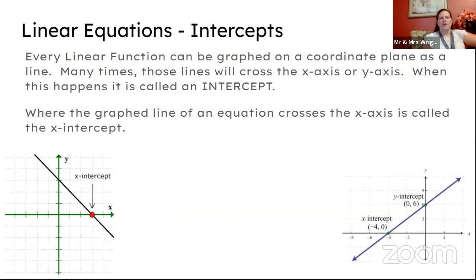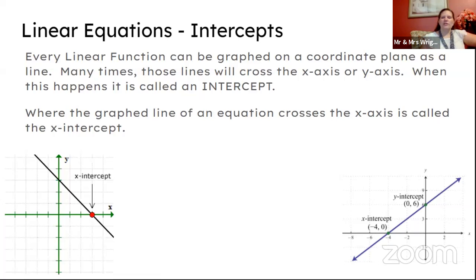If you notice, when you find the y-intercept, the only thing that will have a number in the ordered pair is the y value. The x value will always be 0. And that's because we want it to be on the y-axis. The only way that it can be on the y-axis is if it doesn't move to the right or to the left horizontally at all. So x can't move. It has to be 0 in order to have a y-intercept.